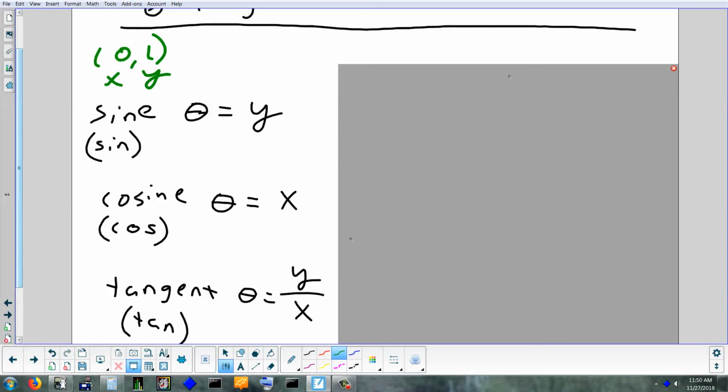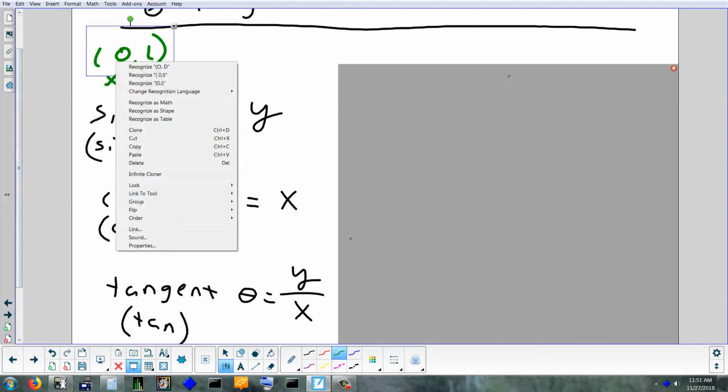If you asked me for the cosine of 90, I'd say, okay, coordinate 0, 1. Cosine is the x value. What's the x value in that coordinate? 0. So the cosine of 90 degrees would be 0. And then tangent, I would divide them. Y divided by x. But when I do that, 1 divided by 0, can you divide by 0? No. So anytime you divide by 0, we write undefined.